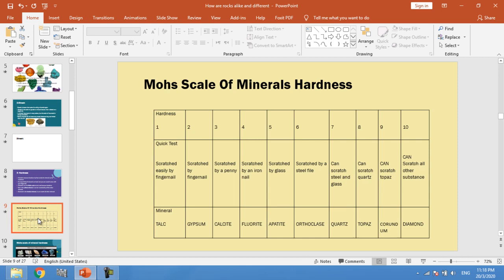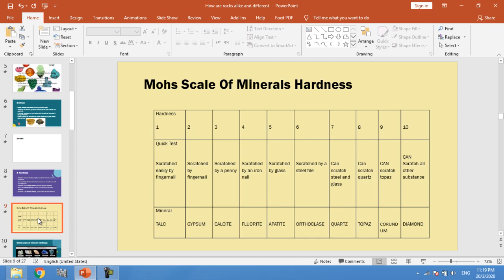It starts with number 1, which is the least hard mineral, and this mineral can be scratched easily with your fingernail. This mineral is talc. You know talc? Talc is used for production of baby powder. Do you know baby powder? Okay. Number 2 is gypsum. It is harder than number 1, and you can also scratch it with your fingernail, but it is not easy to scratch it. It's a bit harder.